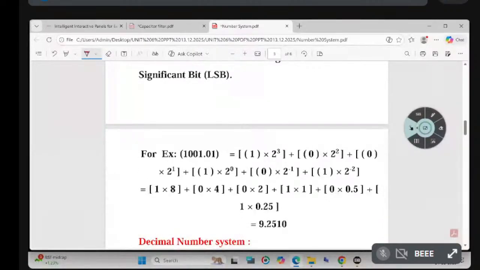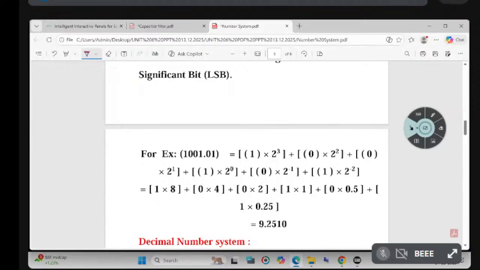A bit without decimal, B bit with decimal. In this way we convert into the decimal number system, so that humans understand the number. Clear? This is called the binary system.